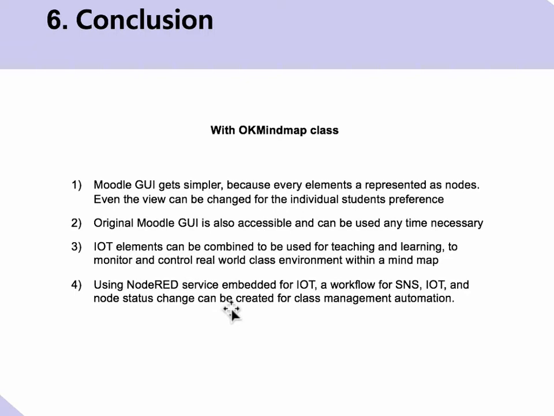And fourth, this is my expectation for future work. Using the Node-RED service embedded for IoT, a workflow for SNS, IoT, and node status change can be created for class management and automation. So this work has not been finished and will be performed later in my research development.